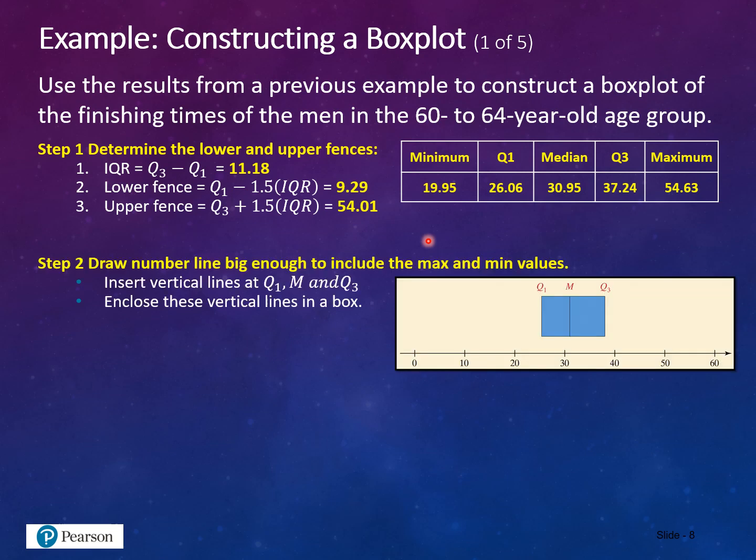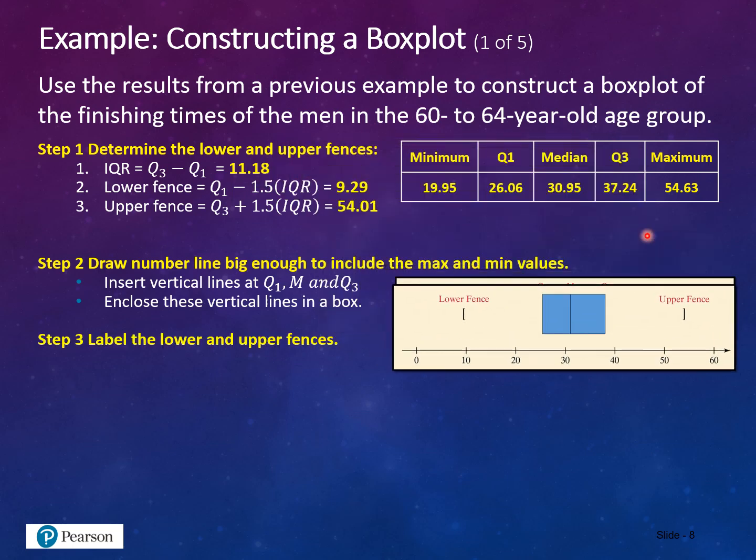Our next step is to draw a number line big enough to include the max and the minimum values. Our minimum value is 20 and the maximum value is 54.63. And so here we have a number line from 0 to 60. Remember that we've got the number line, and then we're going to insert vertical lines at Q1, which is 26.06, at the median, which is 30.95, and quartile 3, which is 37.24. And then we enclose those 3 lines in a box. That's a blue box that you see here. Quartile 1, median, quartile 3.